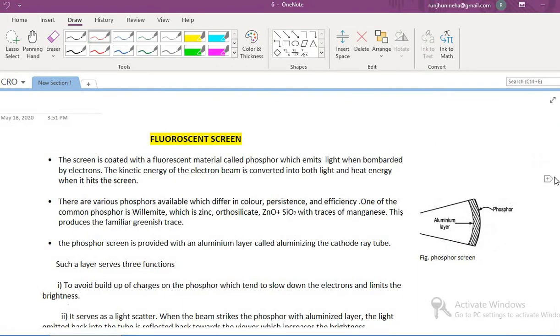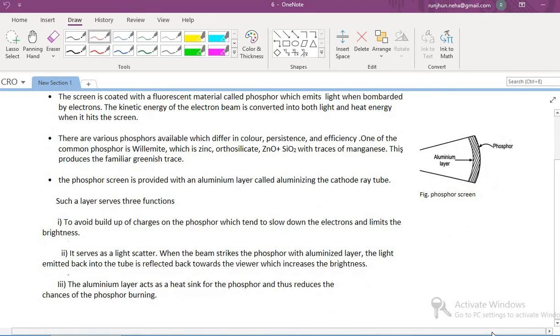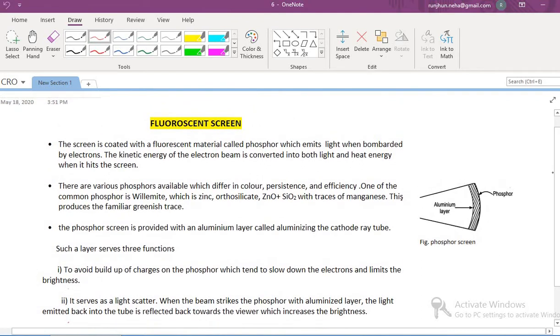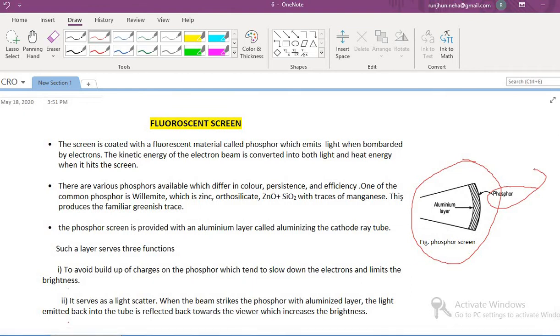Now, after the beam has been deflected, it is allowed to strike the phosphor coated screen to produce a visible bright spot. As shown, this figure of the phosphor screen is shown here on the right side. The screen is coated with a fluorescent material called phosphor, which emits light whenever it is bombarded by the electrons. Basically, whenever the electron strikes the phosphor coated screen, the kinetic energy of the electron is converted into both the light and the heat energy on the screen.